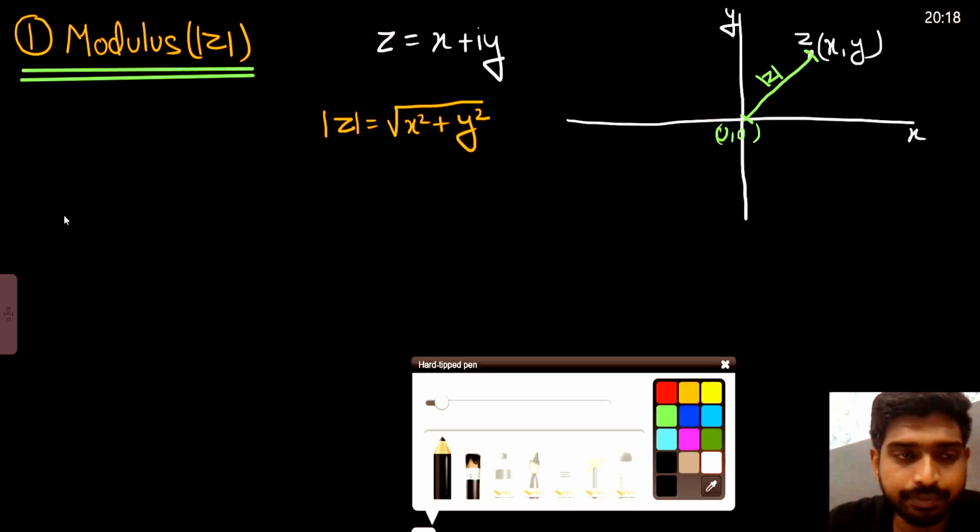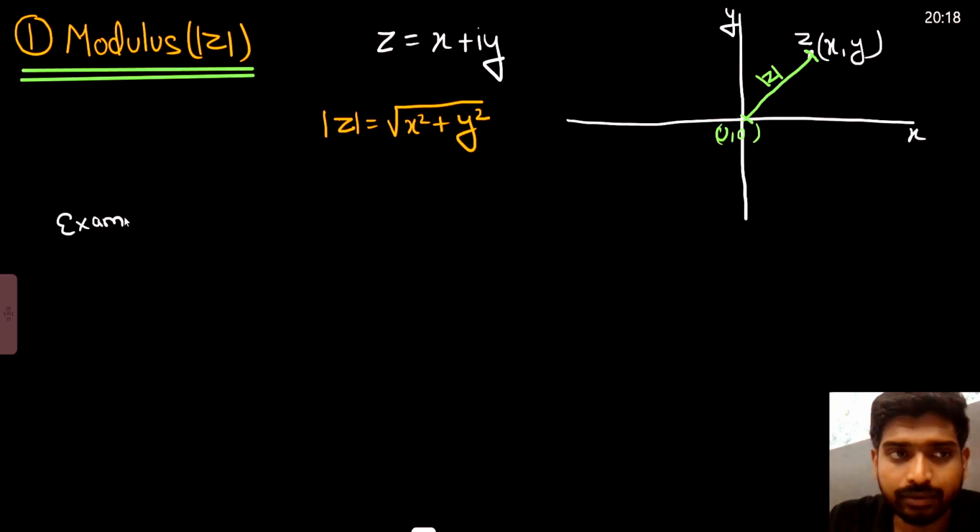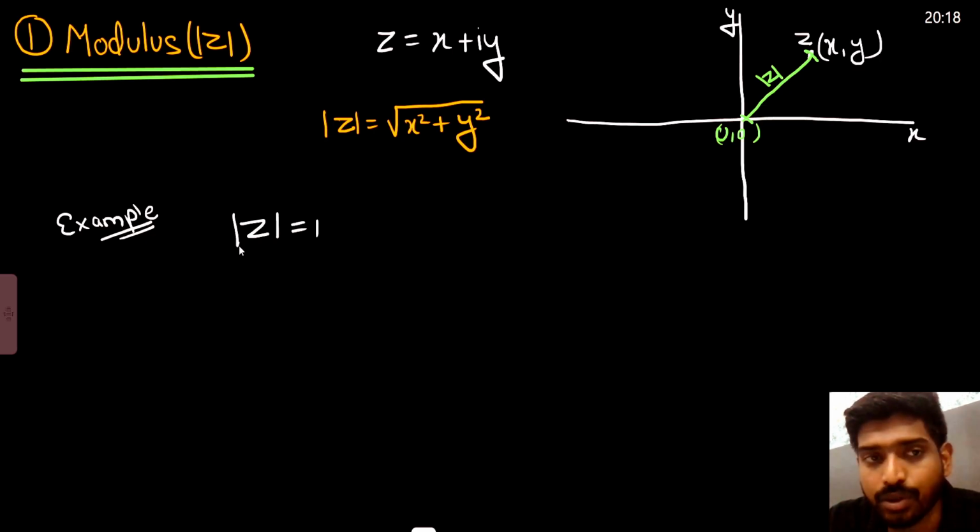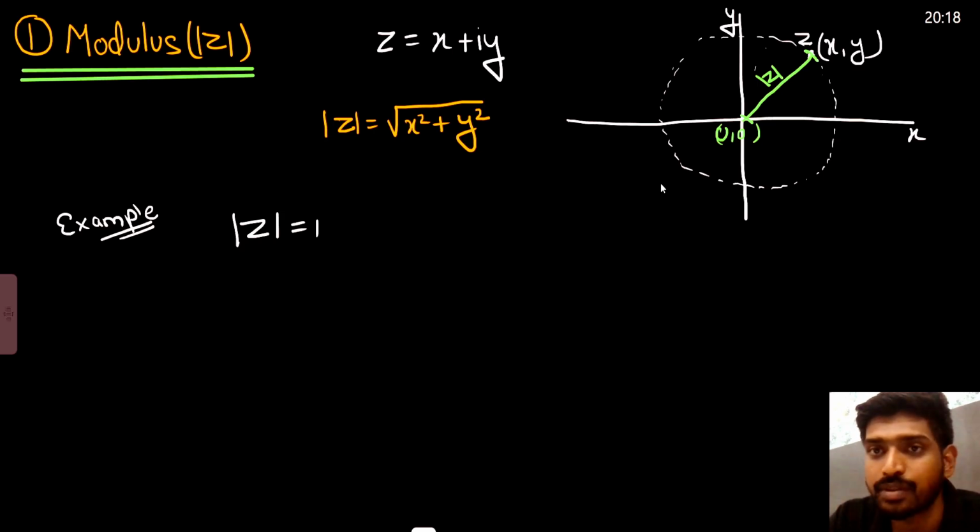Now for example, if they have given that modulus of z is equal to 1. Modulus of z is equal to 1 means the distance of this complex number z from origin is equal to 1. Got it? So tell me how many points are there like this whose distance from the origin is equal to 1 unit? There can be infinite points, right? So if all the infinite points you join whose distance from origin is 1, this will make a circle.